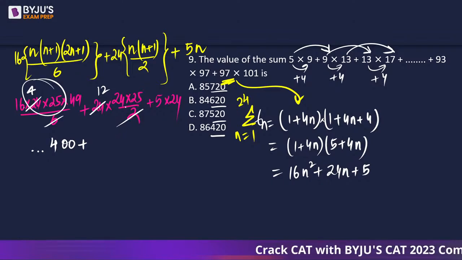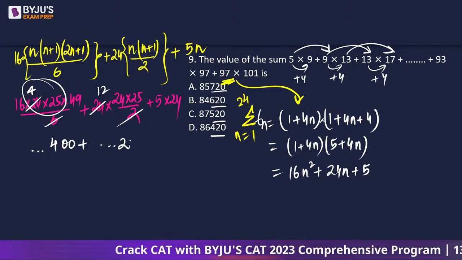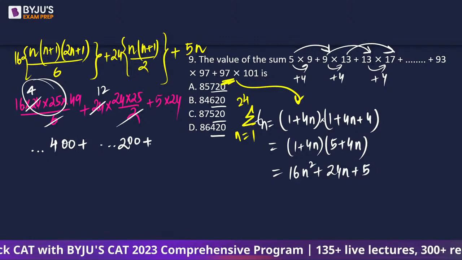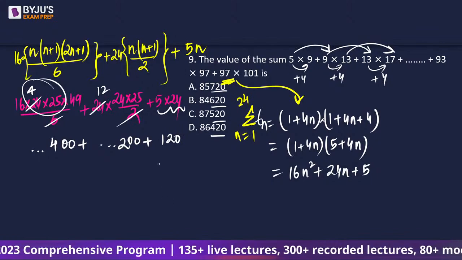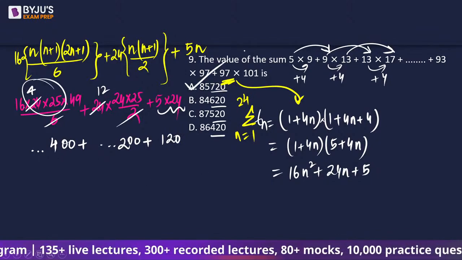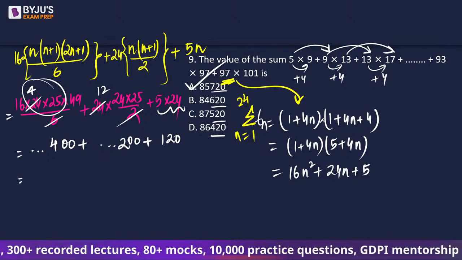And 300 into 2400 is going to end in 200. And the last one is going to give us 120. So this is going to end in 720, which is option A, right? The final answer will be 720.